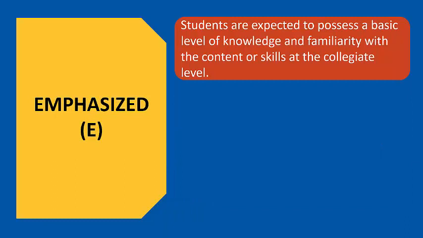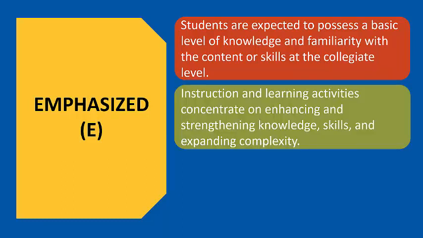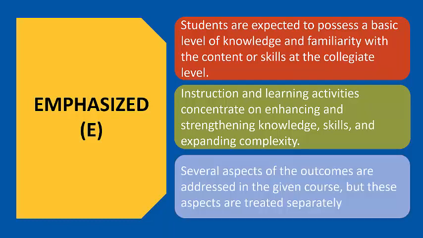The next level is emphasized. Here, students are expected to possess a basic level of knowledge and familiarity with the content or skills at the collegiate level. Instruction and learning activities concentrate on enhancing and strengthening knowledge, skills, and expanding the complexity. Also, several aspects of these outcomes are addressed in the given course, but these aspects are treated separately.